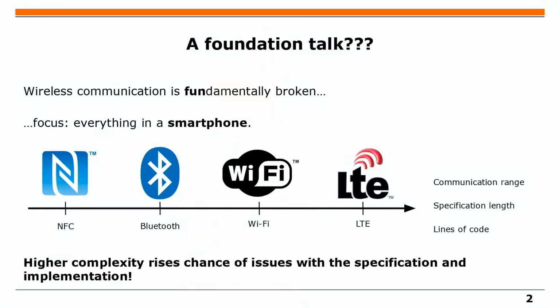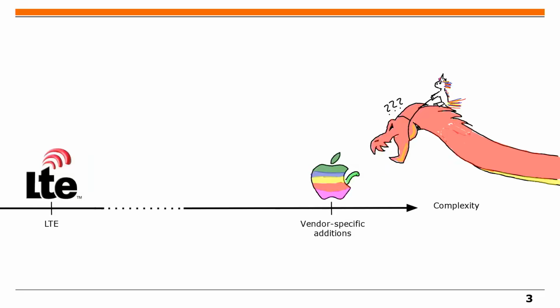You could order them by communication range or by specification length or lines of code. But the thing is, the specification length and lines of code also mean increased complexity. And if there is increased complexity, you might have issues with security in the very end. And then there is something that is even worse than LTE, which is vendor-specific additions. That would be when you open like 5 instances of IDA and try to analyze where a wireless message is going and what it is doing.